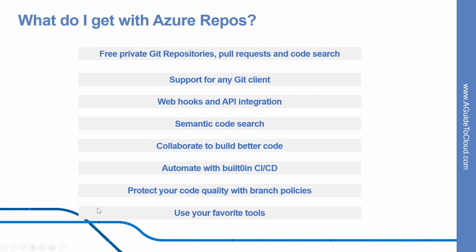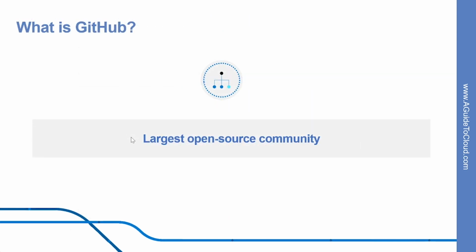And finally, you can use it with your favorite tools as well. You can use Git and TFVC repositories on Azure Repos with your favorite editor and IDE. Now let's understand what is GitHub. GitHub is the largest open source community in the world, and GitHub is owned by Microsoft. GitHub is a developer platform inspired by the way you work. From open source to business, you can host and review code, manage projects, and build software alongside 40 million developers. GitHub is a Git repository hosting service, but it adds many of its own features.